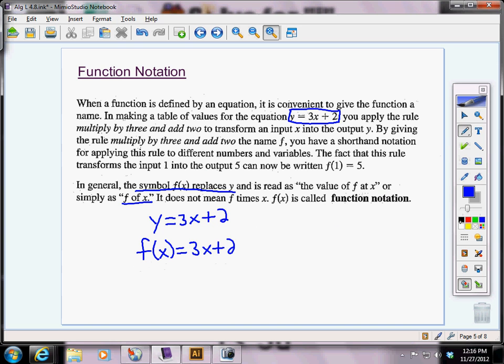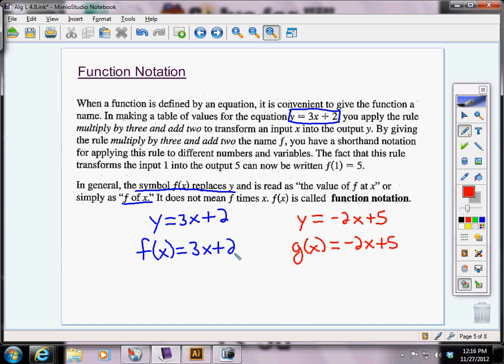That way we could take another function. Let's say we had y equals negative 2x plus 5, and maybe we could call that g of x. That way the function has a name and we don't have to write it out every time. We could say the g of x function, the f of x function. Okay? And normally we use f, g, and h's for functions. Again, it doesn't mean multiplying. We are just naming the function.